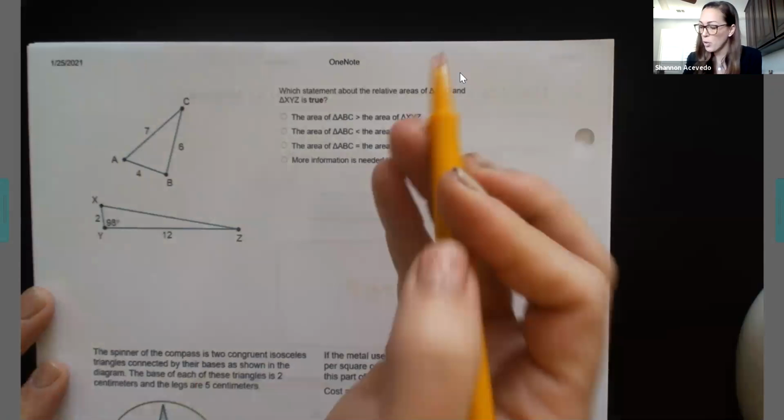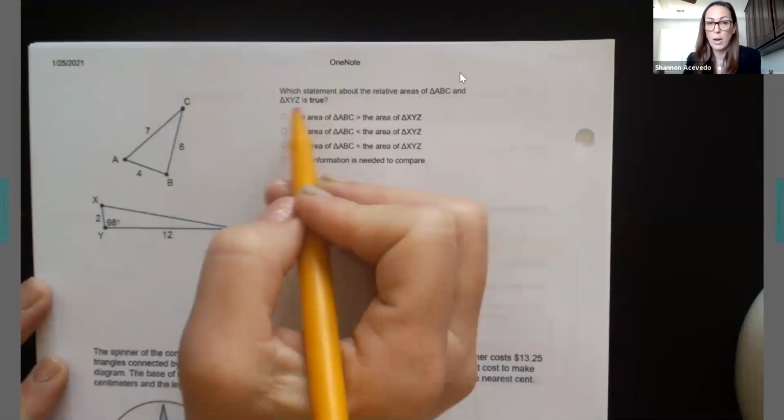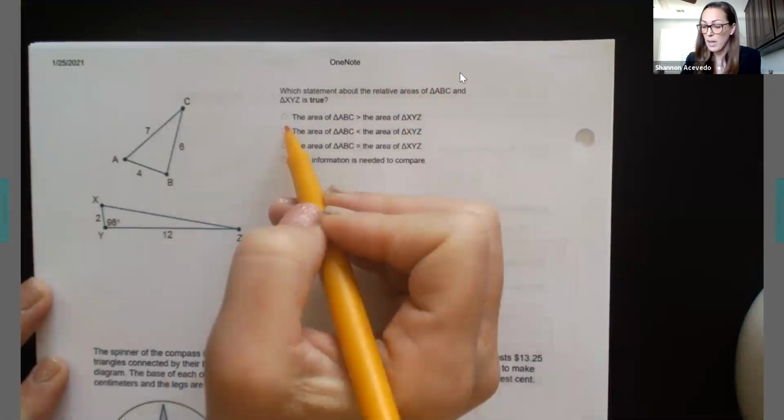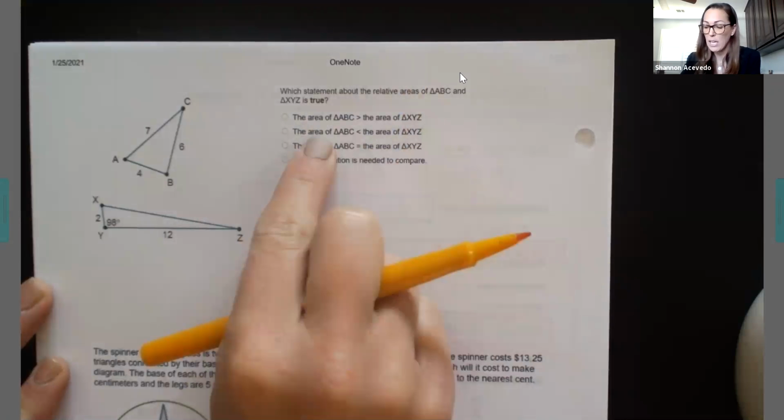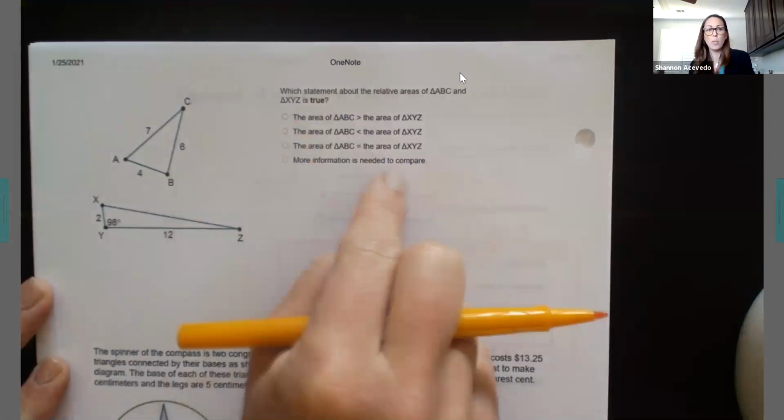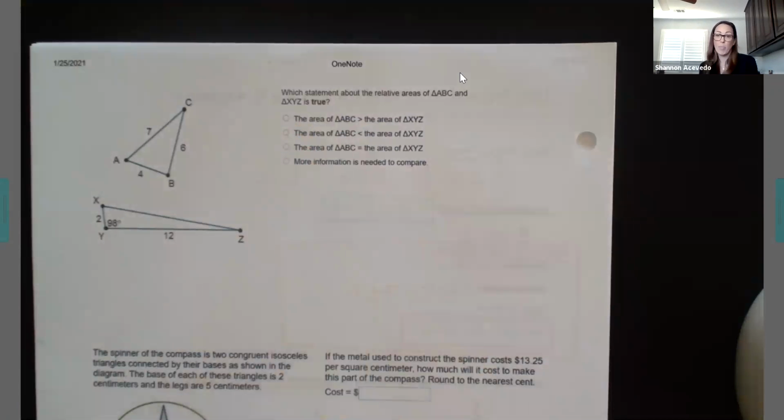So this next one I actually think is a great problem. It says, which statement is true about the relative areas of the two triangles? So we have two triangles. Is triangle ABC greater than our other triangle? Is it less than? Are they equal, or do we need more information? So basically, I need to find the area of both of these two triangles, if possible, and compare them. Which one's going to be bigger?